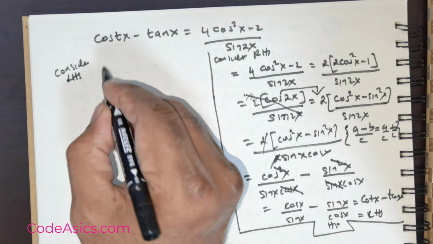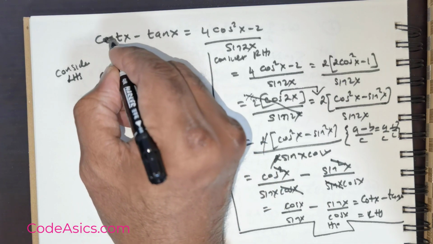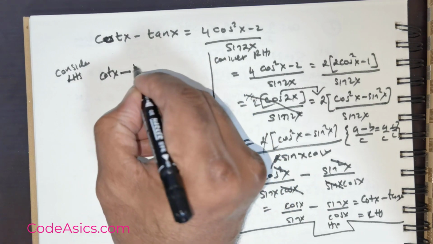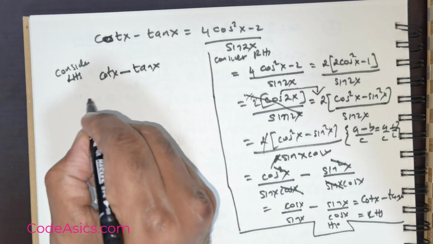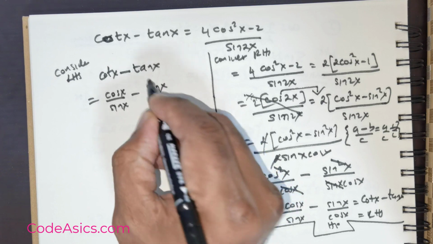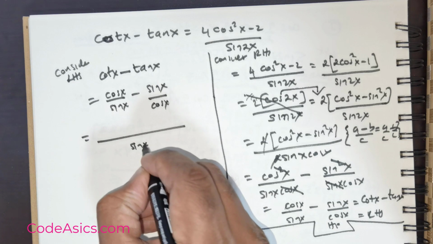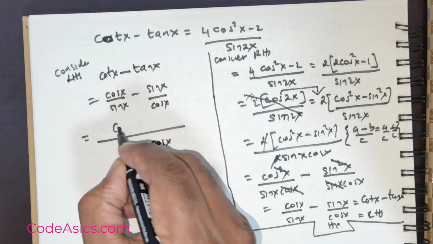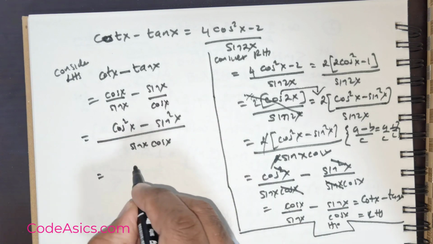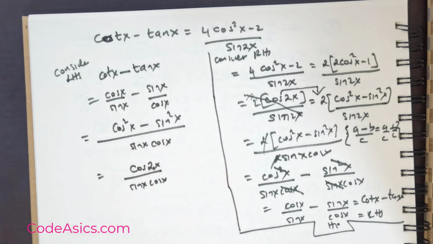Now let us consider the left hand side, which is cot x minus tan x, this is what has been given. So let me take this as cos x over sin x minus sin x over cos x. Now if I were to take the LCM as sin x cos x, this is going to give me cos squared x minus sin squared x, which is cos 2x, divided by sin x cos x.